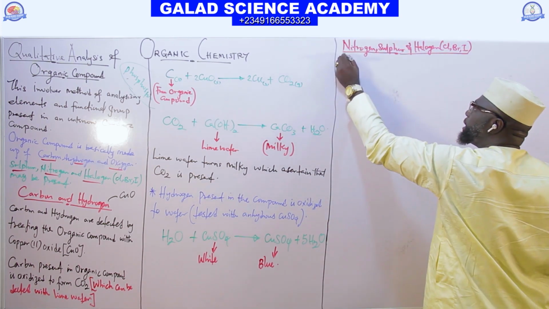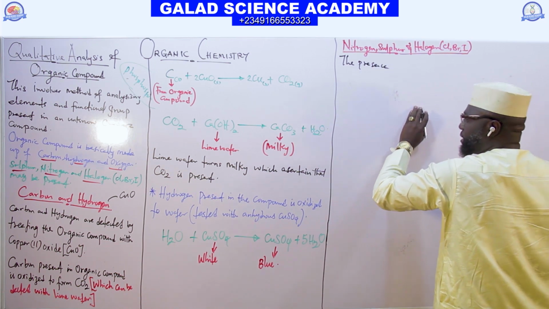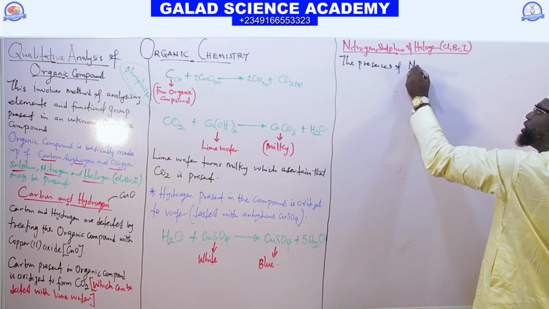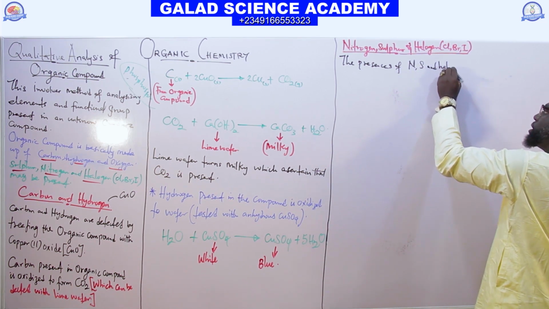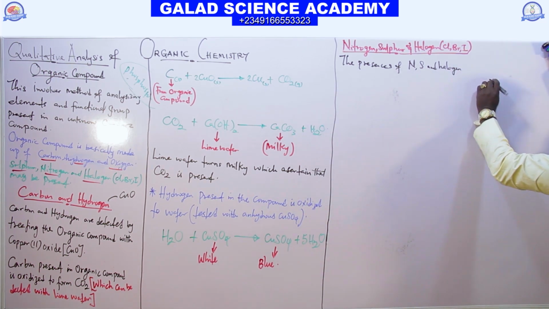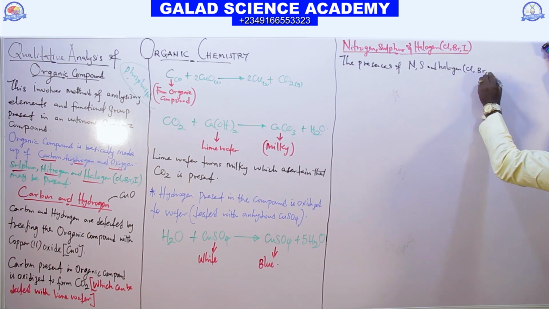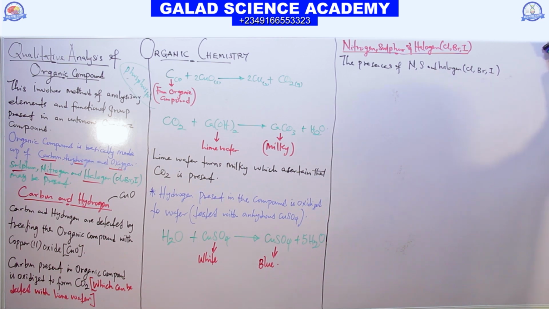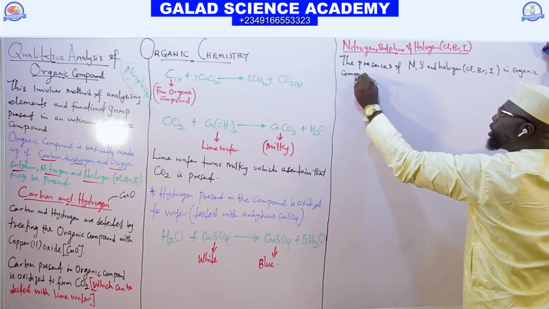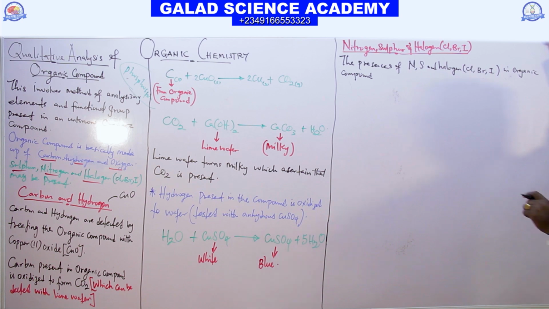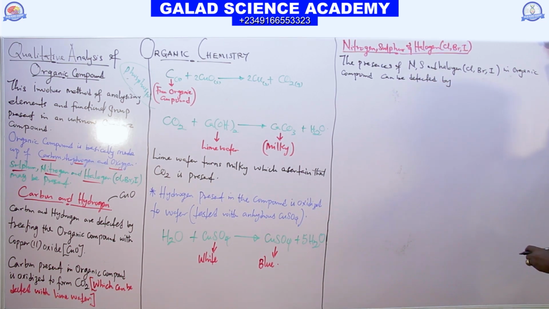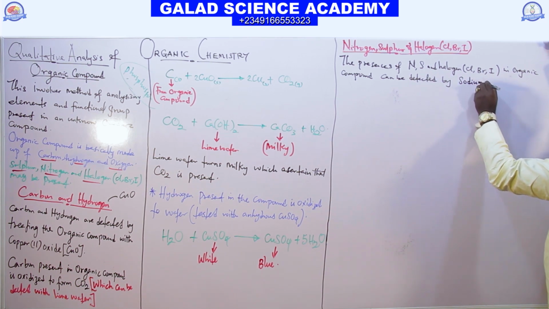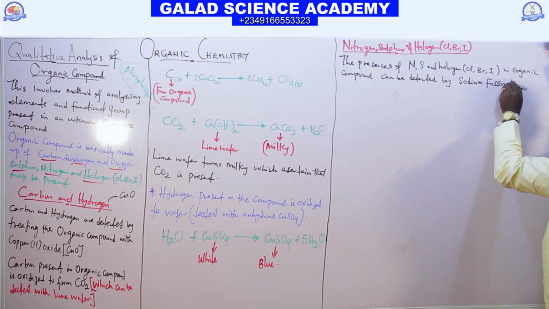The presence of nitrogen, sulfur, and halogen, where halogen means chlorine, bromine, and iodine, in organic compounds can be detected by the sodium fusion test.